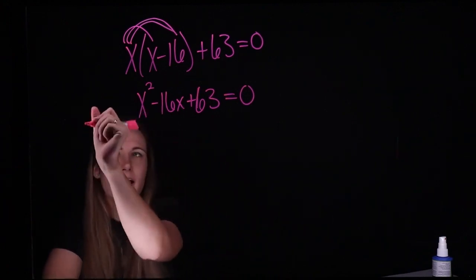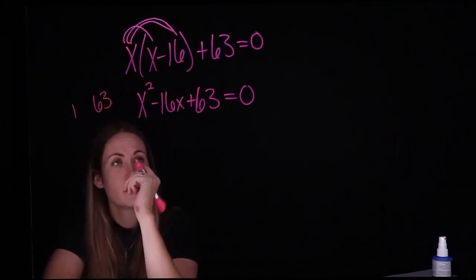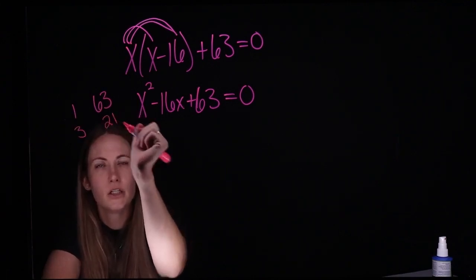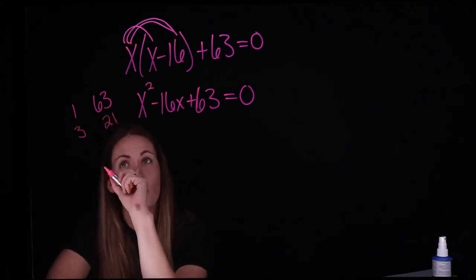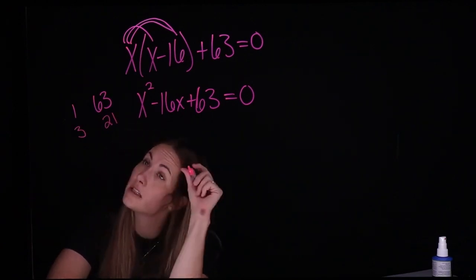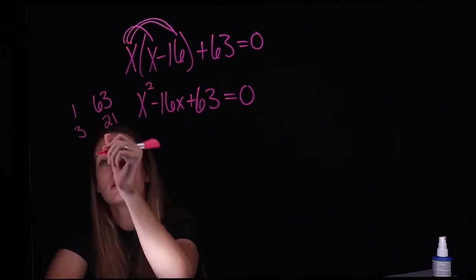So let's list our factors. We have 1 and 63. 2 does not go into 63. 3 goes into 63, 21 times. 4 does not go into 63. 5 does not go into 63. 6 does not go into 63. Does 7 go into 63?